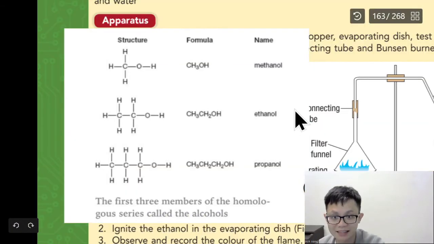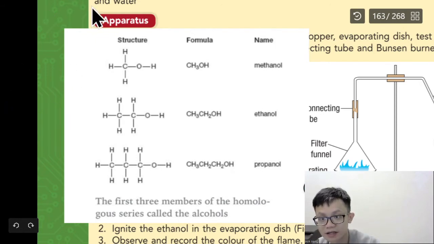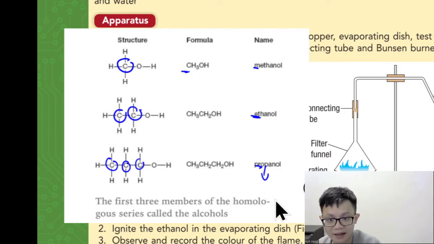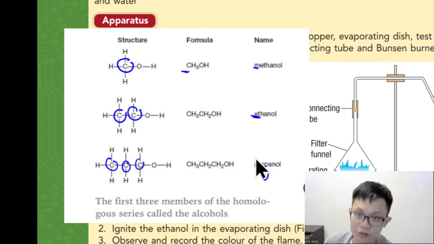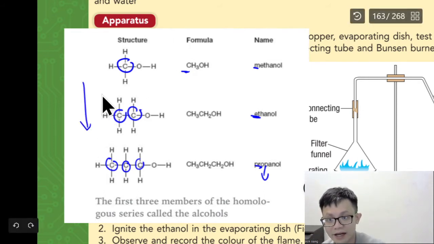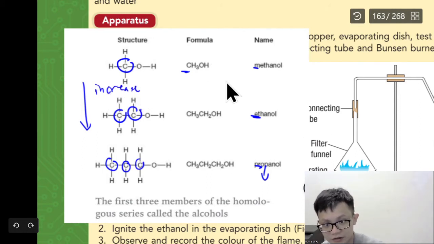So from this picture, we can see that methanol actually just has one C. You can see or not? Methanol is only one C. And then we have 2C, which is called ethanol. And then we have propanol, which is 3C. Then after that, we have butanol, pentanol, hexanol, and so on. So what they are talking about is, if the number of carbon atoms increases, therefore the boiling point also increases. So as you go down, the boiling point also increases.